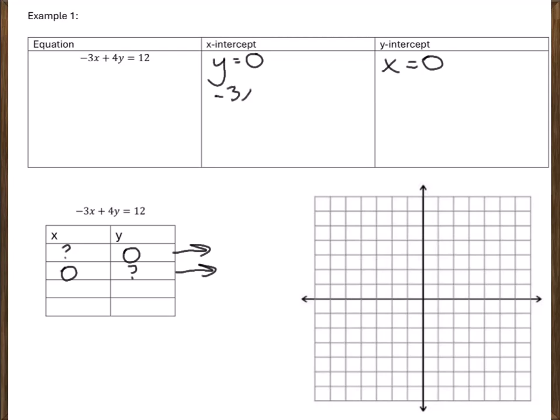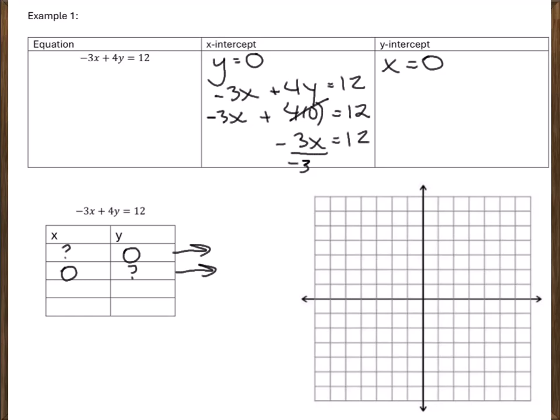So our equation is 3x plus 4y is equal to 12. Well, if y is equal to 0, then we have 4 times 0. Anything times 0 is just 0. So then we have 3x is equal to 12. So we can simply divide both sides by 3 to find that x is equal to 4.